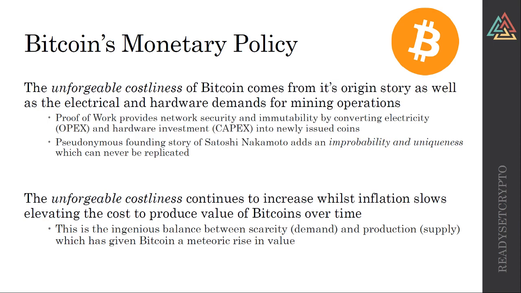And no matter how much hash power you throw at it, the genius of difficulty adjustment means no matter how much hashing you put at it, you will only ever produce less Bitcoins. So your unforgeable costliness continues to go up.